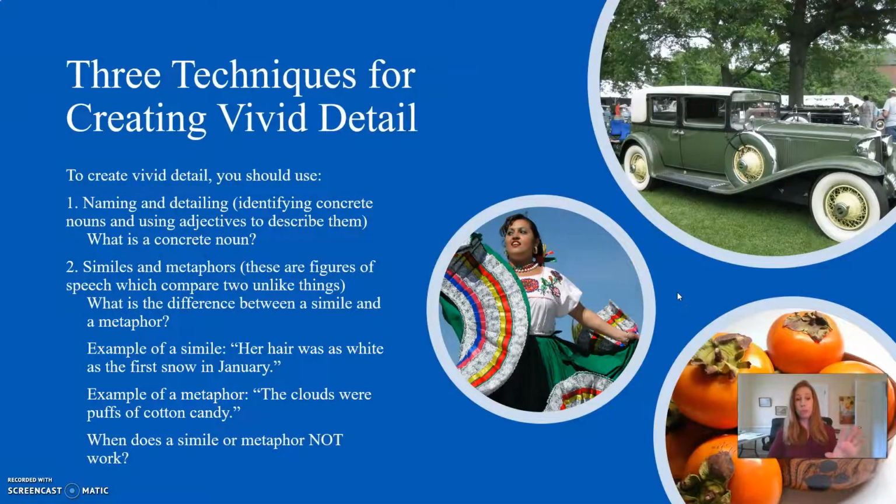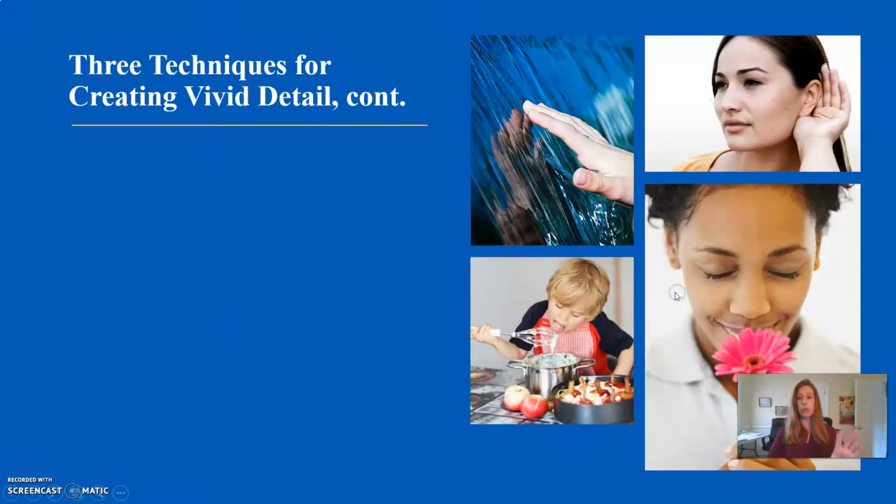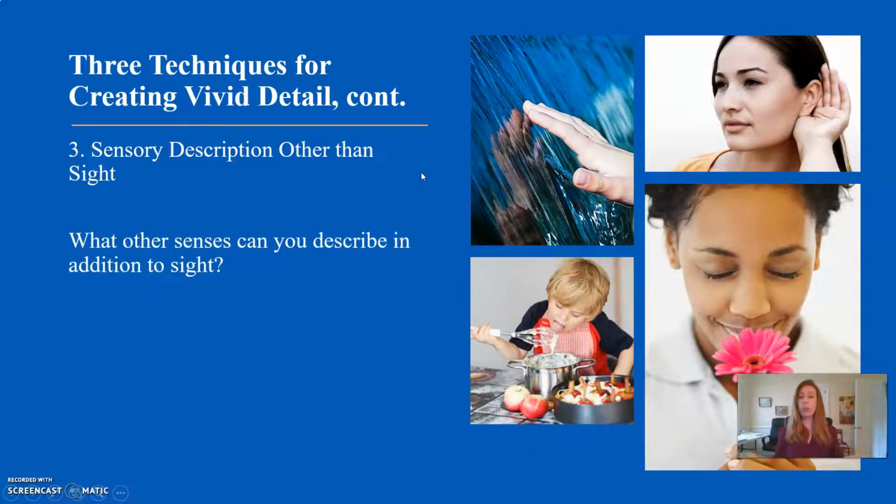So those were 2 techniques for using vivid detail. Now, our third technique for creating vivid detail is to use sensory description other than sight. So what other senses can we describe in addition to sight? Well, we can describe what we touch, what we physically feel. We can describe what we hear, what we smell, or what we taste.